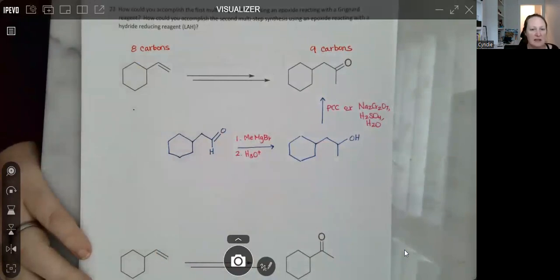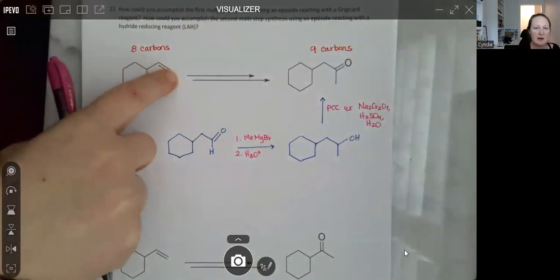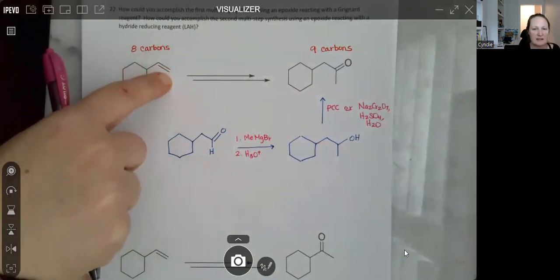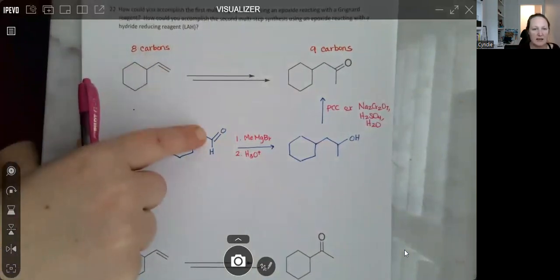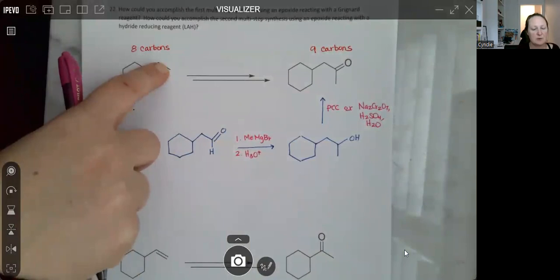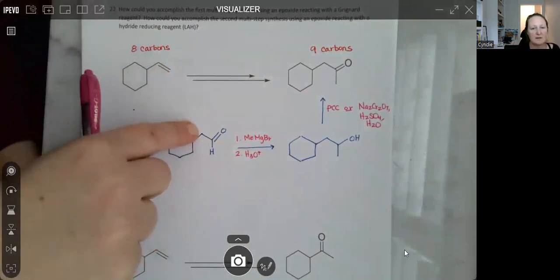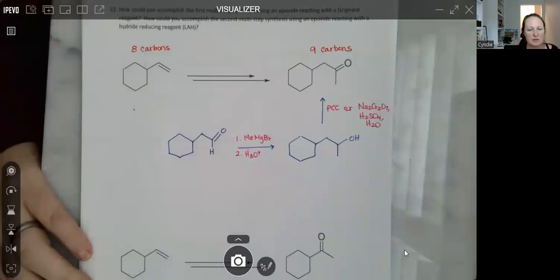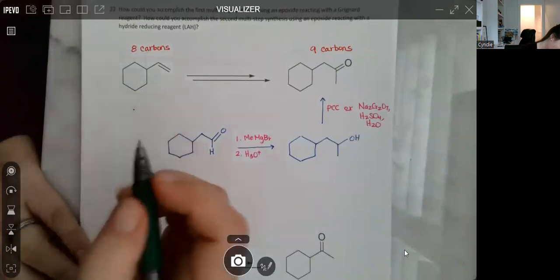But now I still need to think about what would be a way that I could get from this alkene to an aldehyde. And there's actually more than one potential way you could do this. So you could do an anti-Markovnikov hydration to get to an alcohol and then oxidize it to an aldehyde. Or you could convert this alkene to an alkyne and then do an anti-Markovnikov hydration of the alkyne, which will tautomerize to an aldehyde, right? So there's a couple of different pathways here.